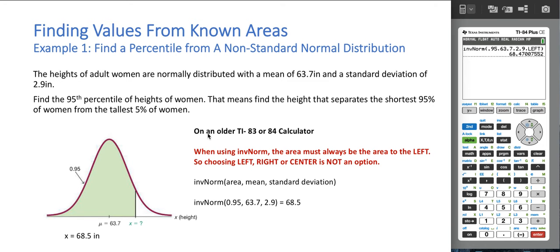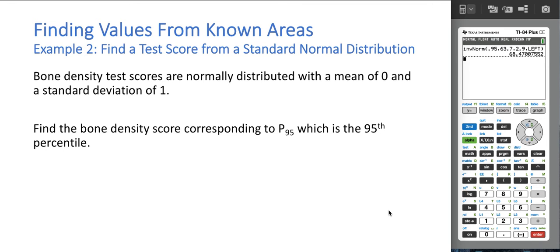Now remember, if you're using an older TI-83 or an older 84 calculator, when you use that inverse norm, the area that you put in has to always be the area to the left. You don't get that left, right, or center region option. So the syntax is 0.95, the mean 63.7, and the standard deviation 2.9. This area must always be the area to the left. All right, second example.